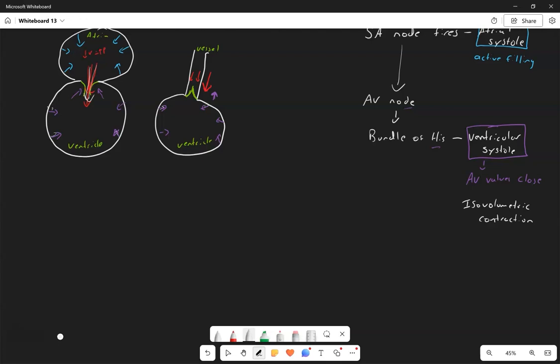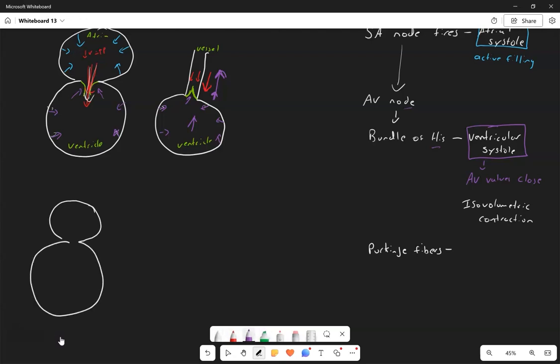Now, as the signal continues to move through the bundle of His and into the Purkinje fibers, at a certain point this force inside of here is going to get really high, and it's going to push those valves open. So let's go ahead and redraw what happens at the state of ventricular systole.